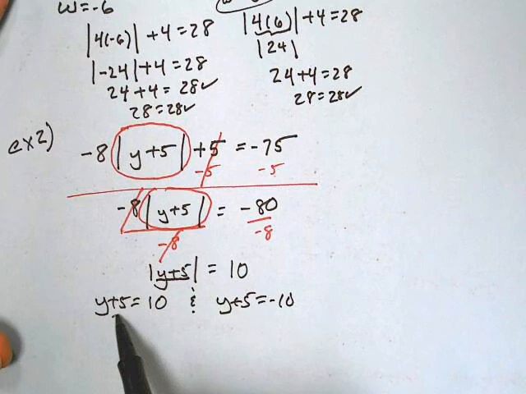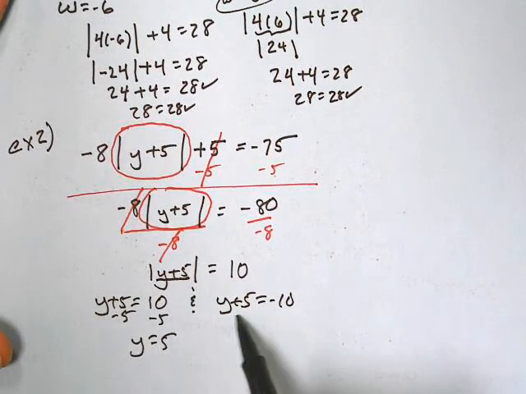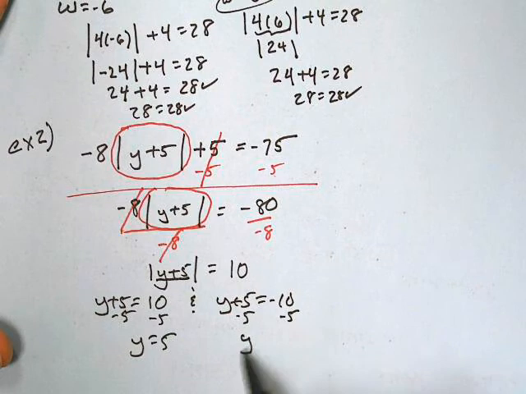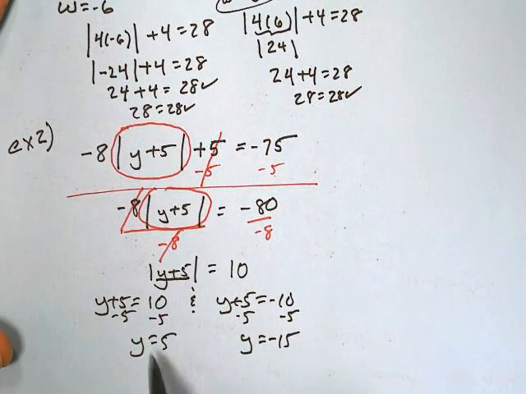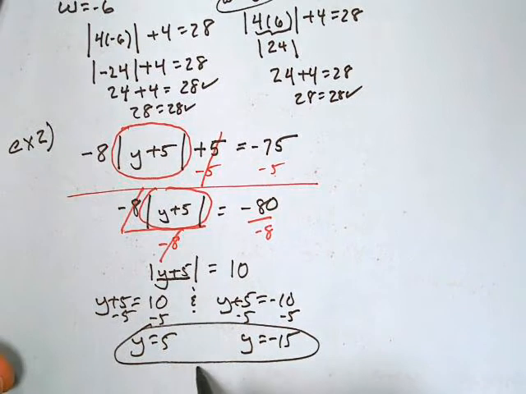Solving this one by subtracting 5 gives y equals 5 as an answer. If I subtract 5 in this equation, I get y equals negative 15, these being my two solutions. And again, I think in ALEKS you have to separate them with commas, so like 5 comma negative 15 would be your two solutions.